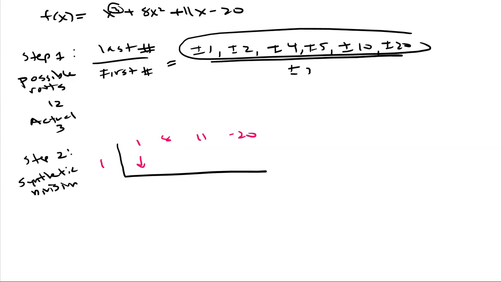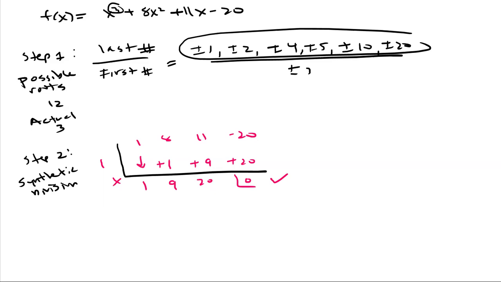So I bring that 1 down, and I multiply. 1 times 1 is going to give us 1. Then we add. 8 plus 1 is 9. 1 times 9 is 9. Then we add again. 11 plus 9 is 20. 1 times 20 is going to give me 20. So we add again. That gives us 0. Okay. So that's what we want. We want the result to be 0. So what does this mean? That means 1 is a root of this polynomial.